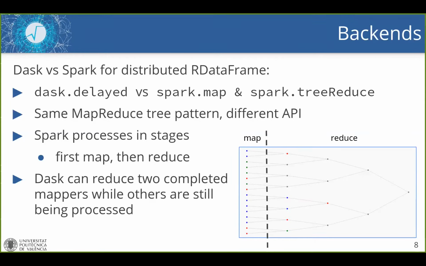On the other hand, Dusk can reduce two mappers that have already finished their work without waiting for all the other mappers. So that happens in a more dynamic way. But these are just implementation details. The important message is that we're always creating this computation graph that follows a tree pattern in the end.